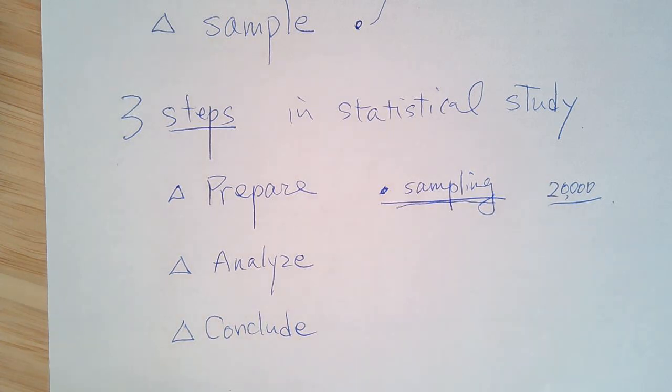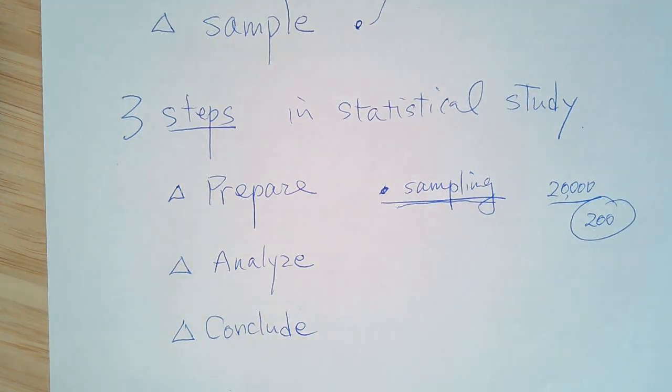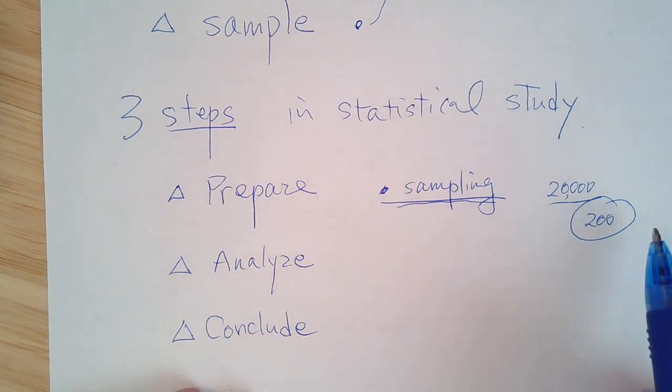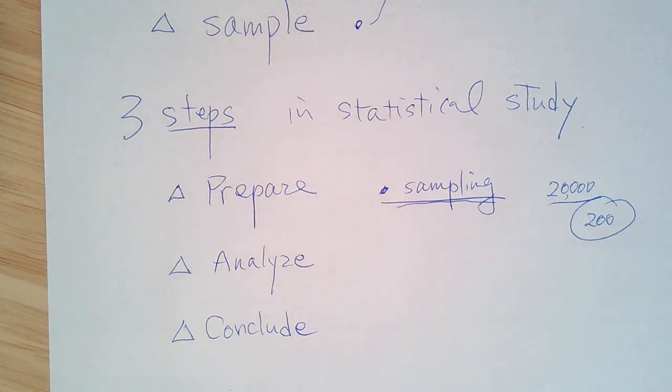So what about a random sample, which means every single person of this 20,000 have the equal chance to be selected. Let's say you only get a sample of 200. That sounds like a good sample size already. So this 200 out of that 20,000, this is the good sample size if you want to choose a random sample. So that's a random.